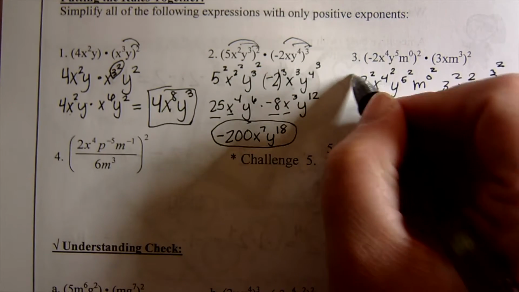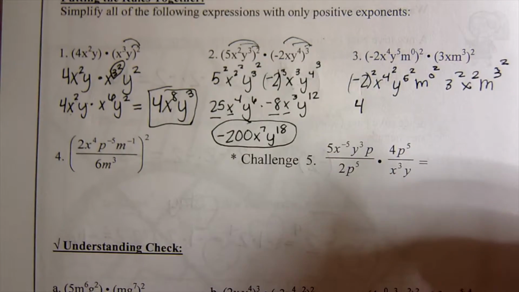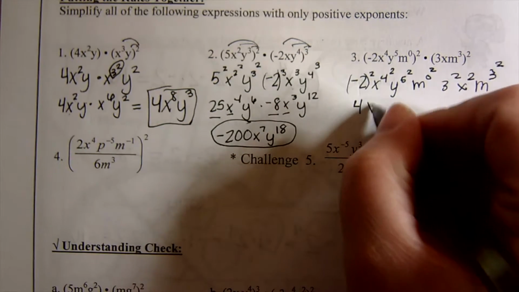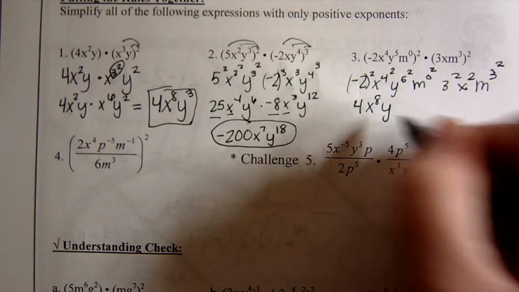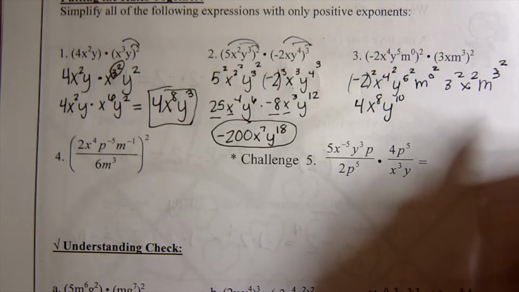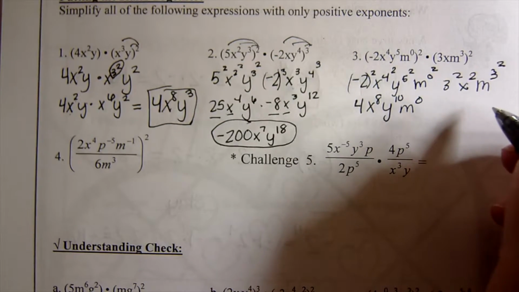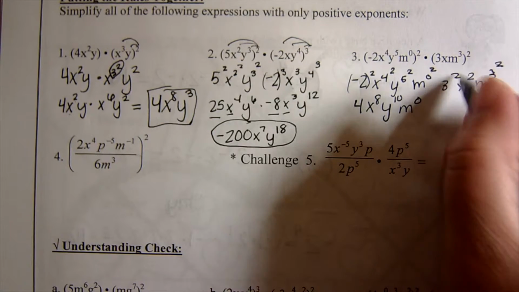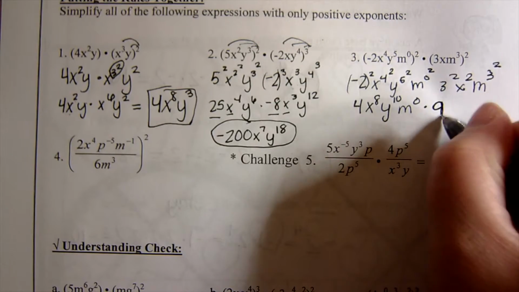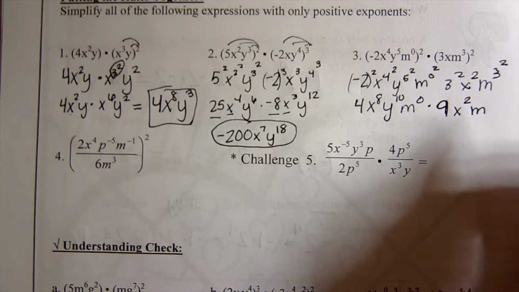What is negative 2 squared? It's going to be positive 4. X to the 4th power squared, x to the 8th. Y to the 5th power squared, y to the 10th. M to the 0 power squared. So m to the 0 power squared is m to the 0 power still. We'll simplify that in a second. 3 squared, 9. And then x squared. And then m cubed squared, m to the 6th.